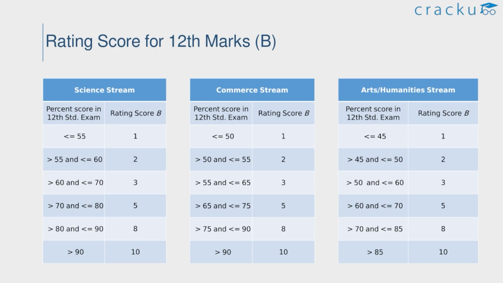Now let us see the second one, that is the rating score of 12th in different streams like science, commerce, and arts or humanities. So these are the range of percentages, and these are the points corresponding to the percentages. Similarly for all the streams.